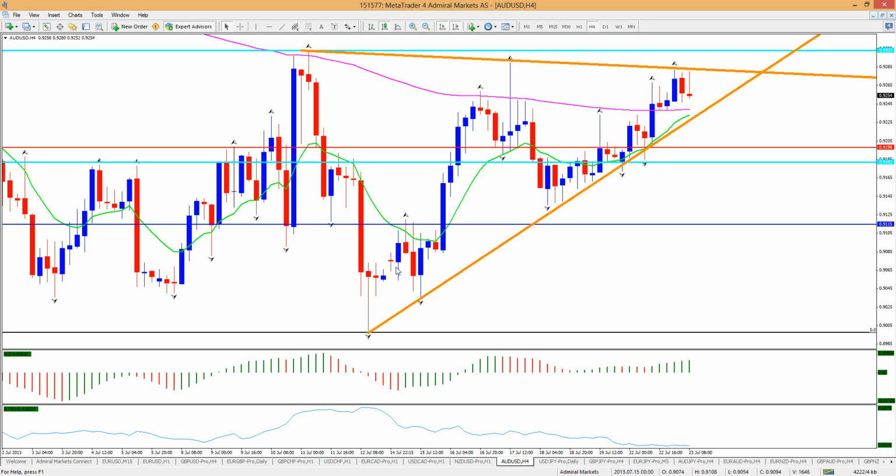Okay, let's take one more look at another currency. Please go ahead and make your choice. Oh, we have to take a look at the euro actually.